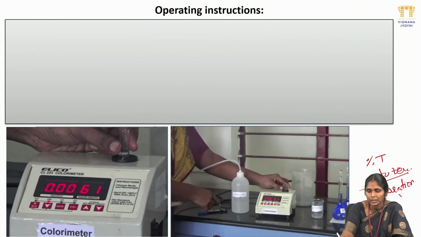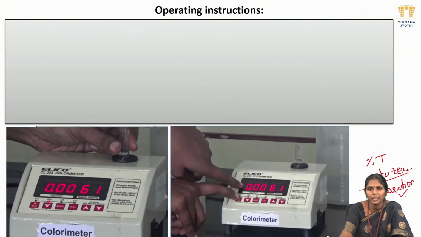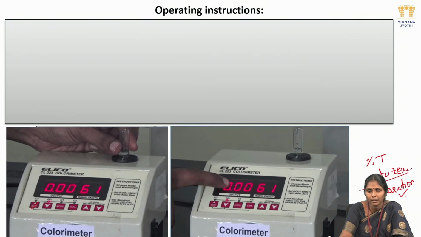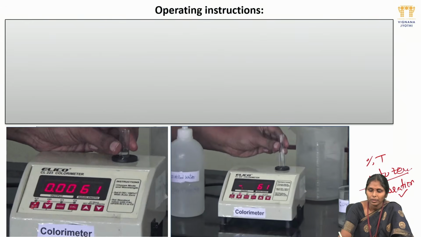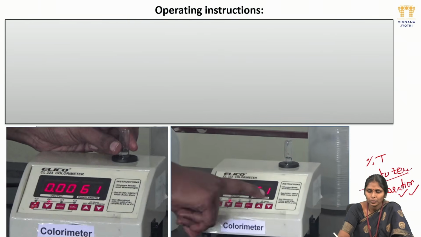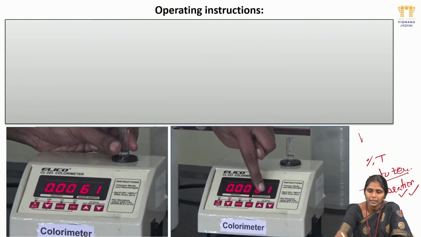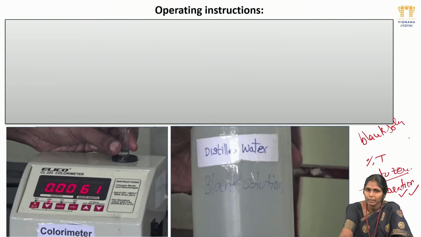Why do we have to do the calibration? For any instrument, before doing the experimentation, we have to calibrate it to get accurate results. For calibration, we are using a solution called a blank solution. What is a blank solution, and why are we using it?